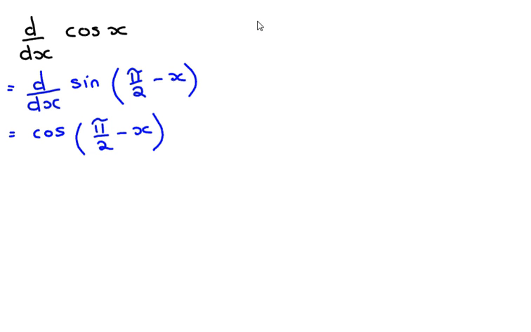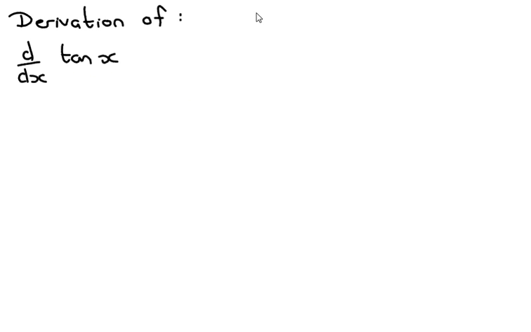However, we're dealing with the chain rule. So now we've got to go inside and find the derivative of pi over 2 minus x. The derivative of pi over 2 is a constant, so it is 0, and the derivative of negative x is negative 1. So we're left with negative 1 times cos of an angle minus x, which is just sine of that angle. So we know that the derivative of cos x is negative sine x. That's our conclusion.